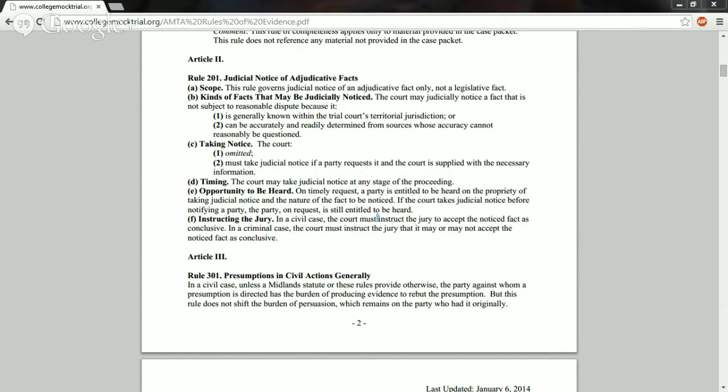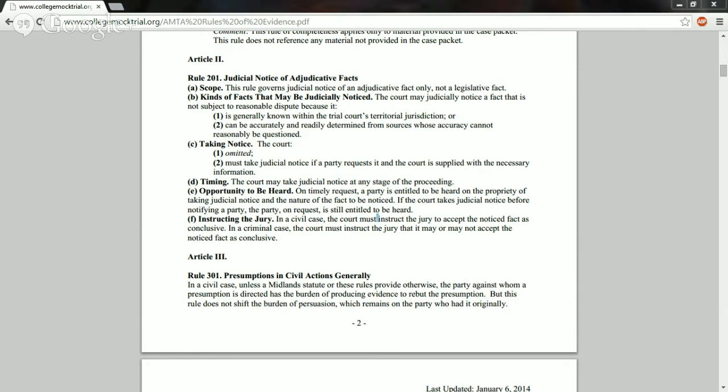The fact that Sidney Park is dead can be very rapidly determined from sources whose accuracy cannot be reasonably questioned because everyone agrees to it, 1, and 2, because there's a valid autopsy report. So those are the kinds of facts that can be judicially taken notice of. Motions in limine and case law under 201B1, and stipulations under 201B2.